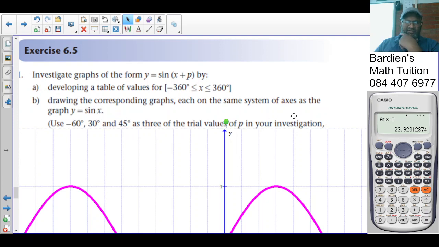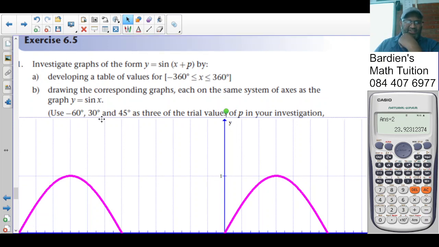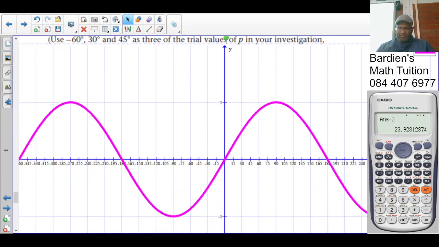Do your graph. Use negative 60, 30 and 45 for three of the trial values of p in your investigation. So what you had to do is... it sounds like you guys didn't do it. Plus 60, that was the one. So let's change the color on this one. Then we can discuss what's actually happening here.